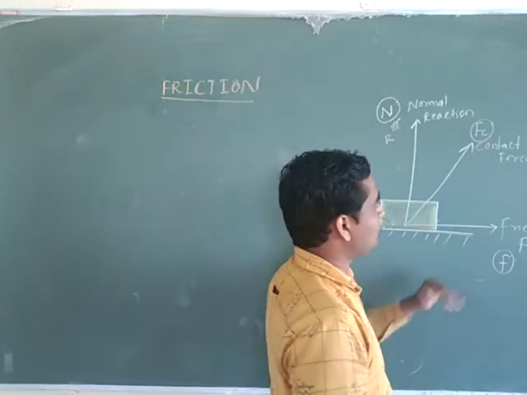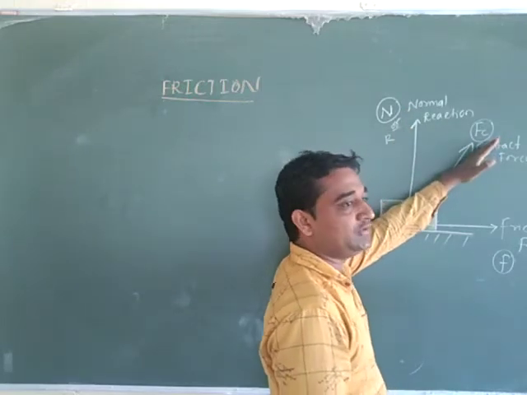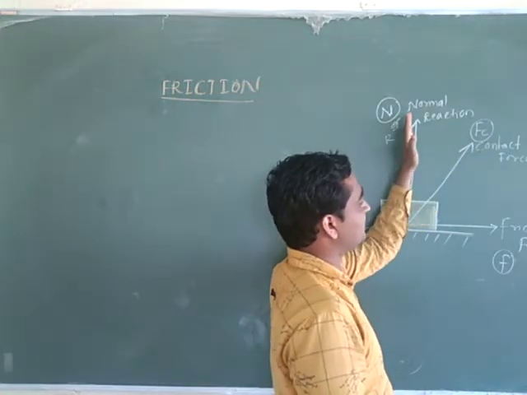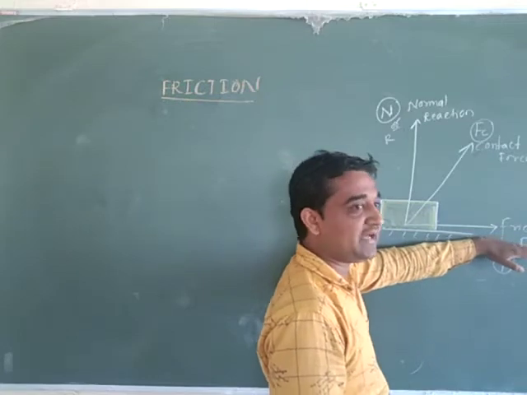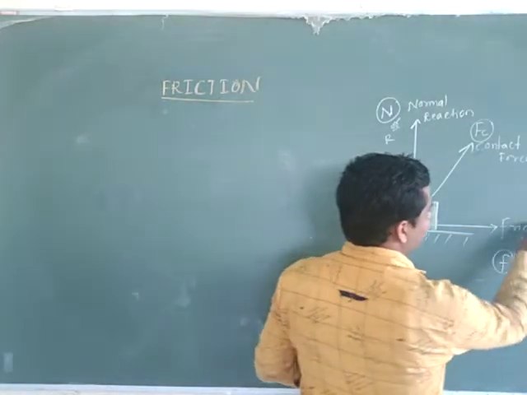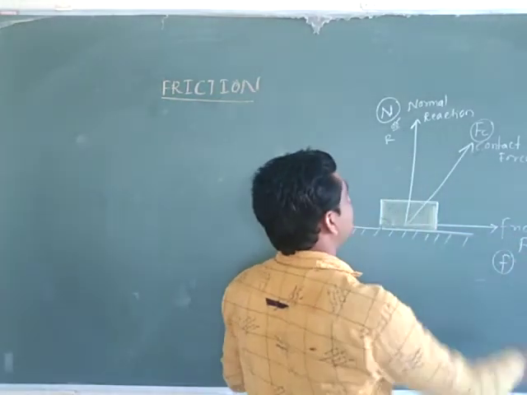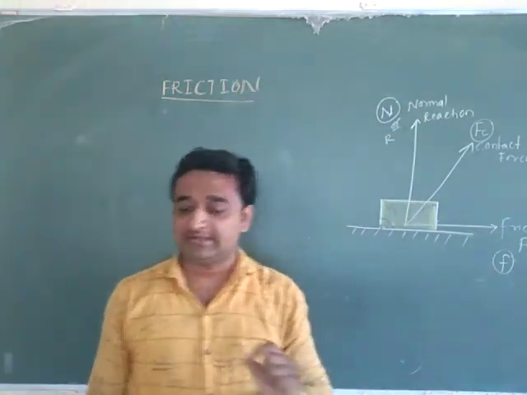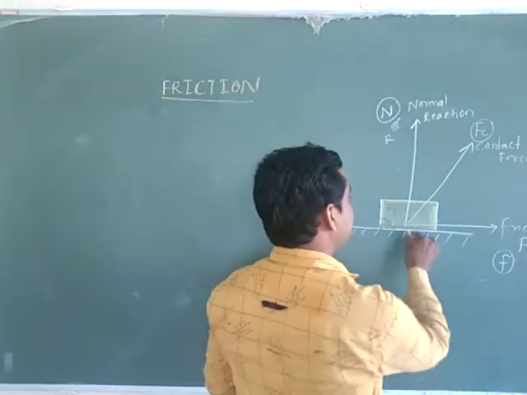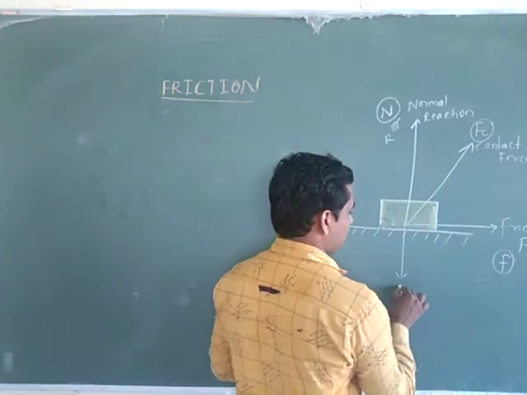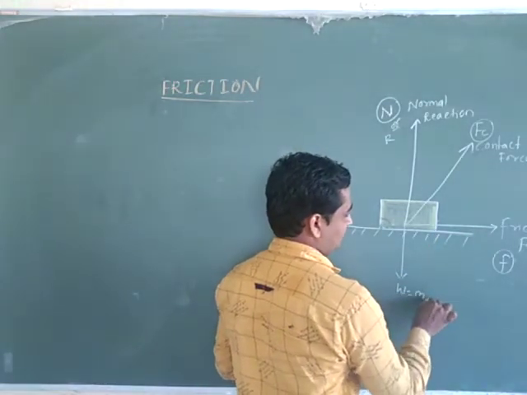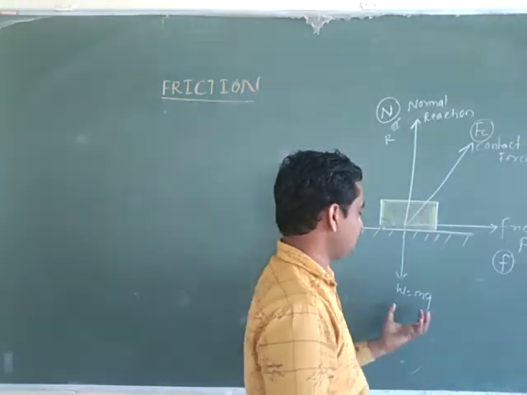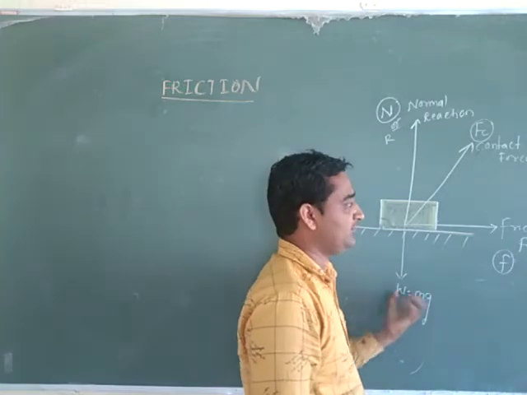So then we are resolving this contact force into two components. One is perpendicular to the surface and another one is parallel to the surface. This parallel to the surface is called the frictional force, and the perpendicular to the surface is called the normal reaction, right? And the weight of the body acts in the downward direction. That is W is equal to M into G, and the normal reaction is in the upward direction, and weight of the body is in the downward direction.